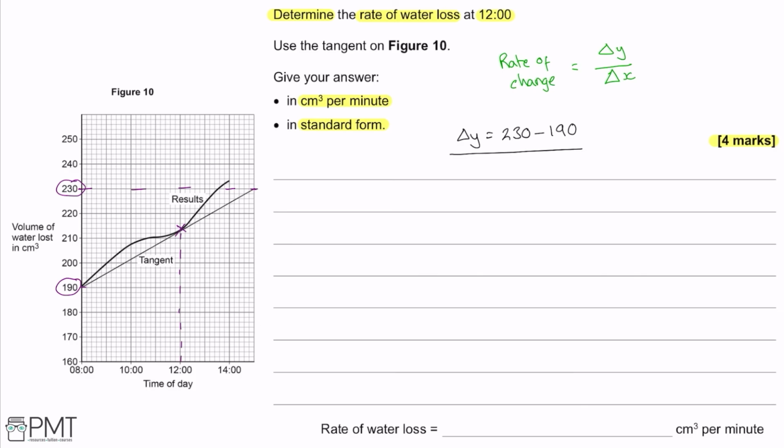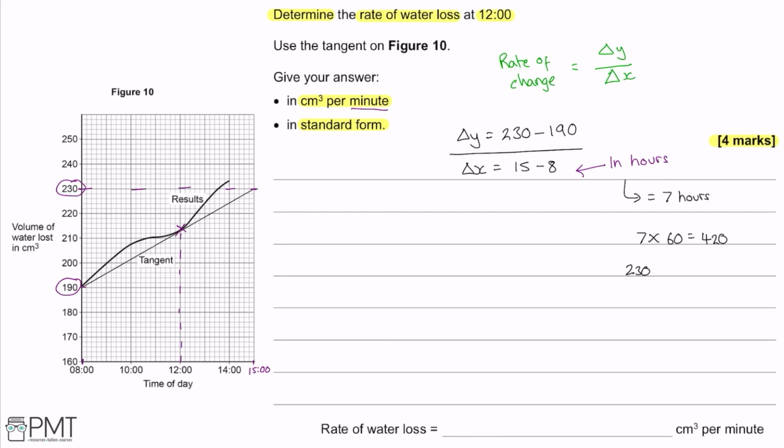You should also remember that the question wants you to answer in terms of minutes, and you can make this conversion either now or later on in your working. The time of 3 o'clock corresponds with the value of 230, so we write that down first, and then the time of 8 o'clock corresponds with the value of 190. Now you might decide to simplify your equation and do your conversions.